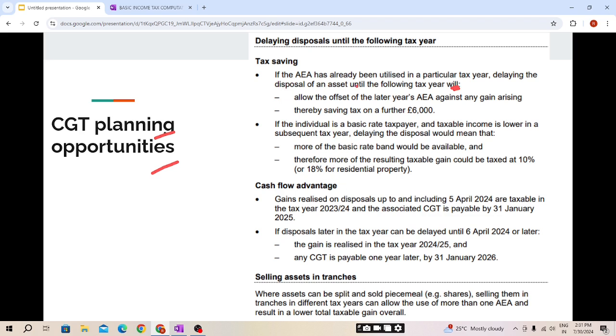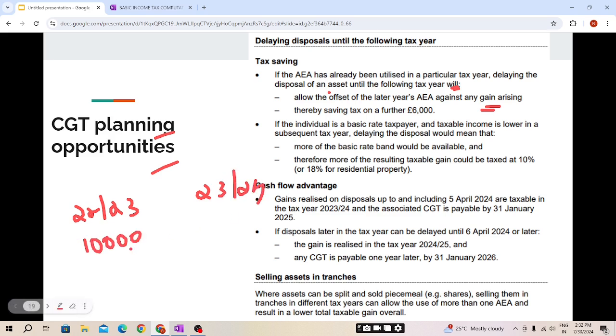If the AEA has already been utilized in the particular tax year, delaying the disposal of an asset until the following tax year will allow the offset of the later year AEA against the gain arising. So let's take an example, students. Tax years 22-23 and 23-24. We disposed of an asset and we had a gain of 10,000 pounds. In this year, we dispose of a further asset and the gain is 10,000.